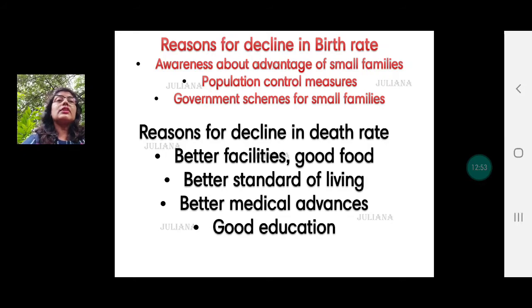And what are the reasons for decline in the death rate then? Death rate also has declined, and if the death rate declines, the population increases. So what's the reason for the declining death rate? Of course, better facilities available, good food. Earlier there used to be shortage of food, famines. Now there is no question of shortage of food. Better standard of living. Better medical facilities now.